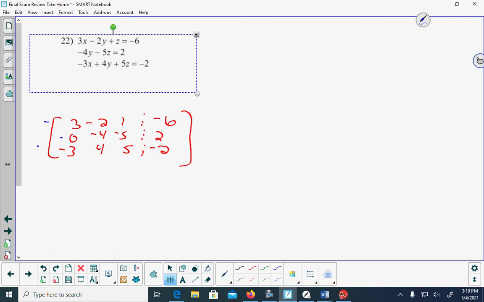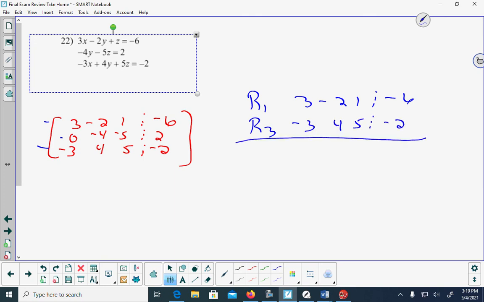So row 1 and row 3 to eliminate the x. So I'm going to leave row 1 alone. 3, negative 2, 1, negative 6. And I'm going to leave row 3 alone because they're already opposites. And I'm just going to add what I have. And when I do that, I have 0, 2, 6, and then negative 8.